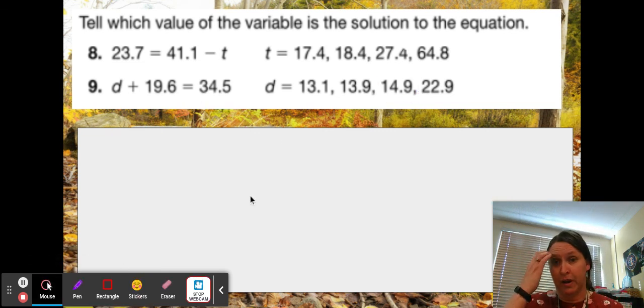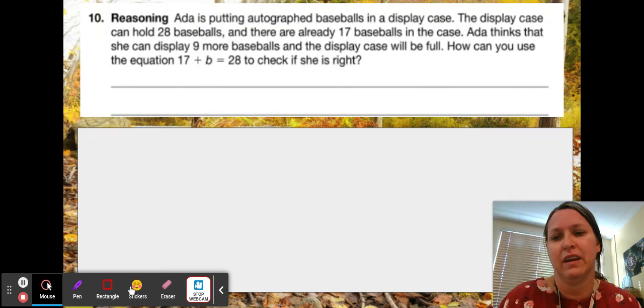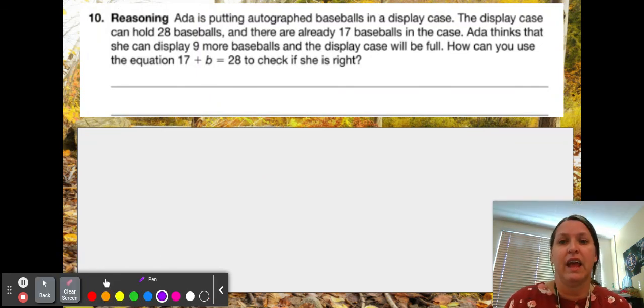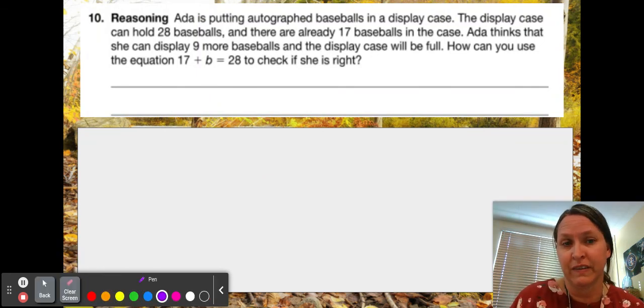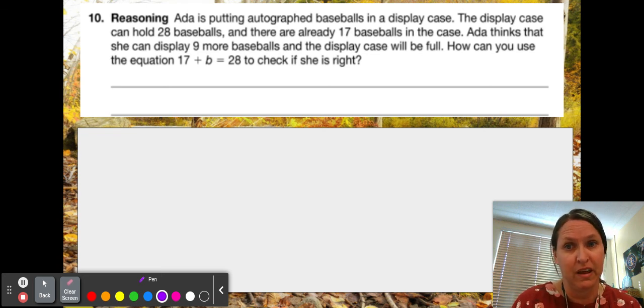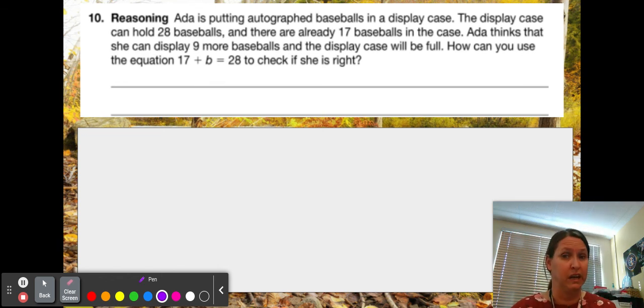Now we have a word problem. Reasoning. Ada is putting autographed baseballs in a display case. The display case can hold 28 baseballs, and there are already 17 baseballs in the case. Ada thinks that she can display 9 more baseballs, and the display case will be full. How can we use the equation 17 plus b equals 28 to check if she is right?